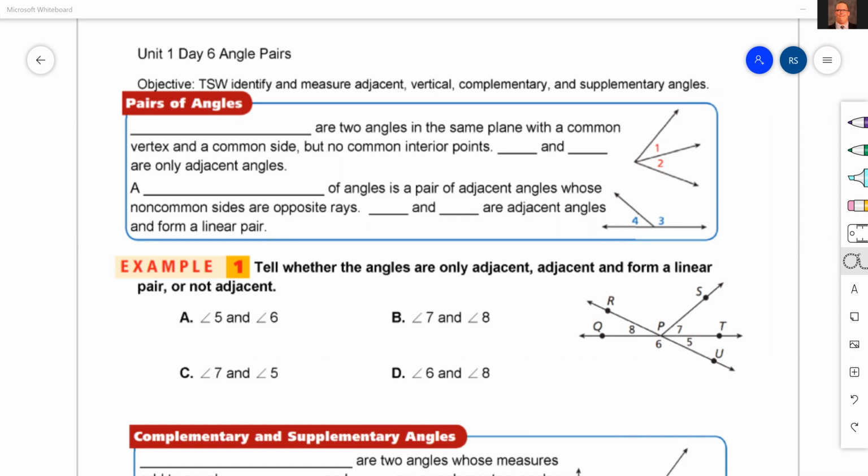So mainly today we're going to be talking about angle pairs. We're going to identify and measure adjacent angles, vertical angles, complementary and supplementary angles. Or basically any kind of pair we're looking at. So let's look at the first set of definitions. Adjacent angles.